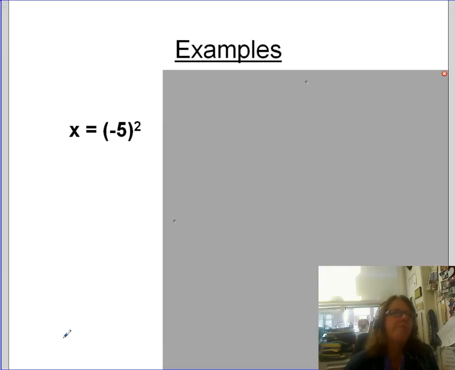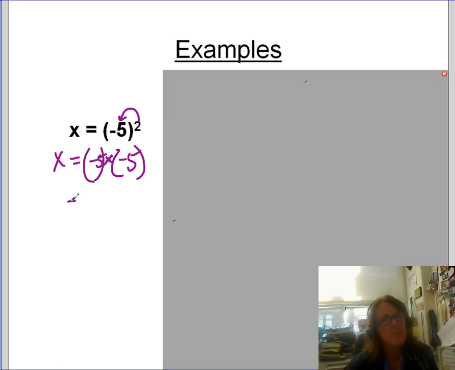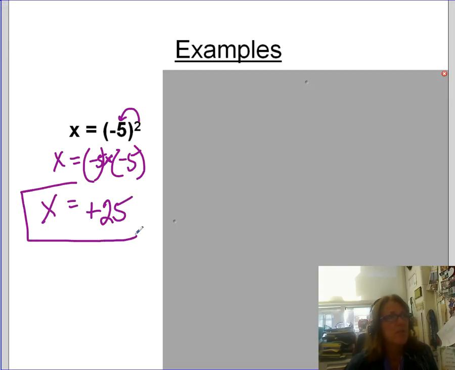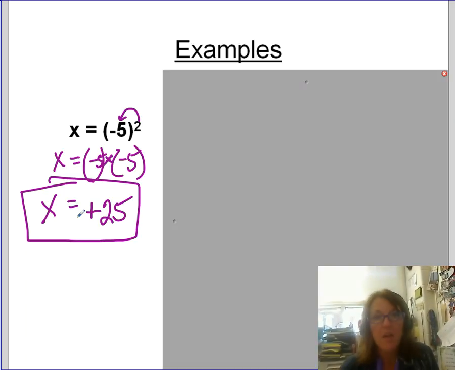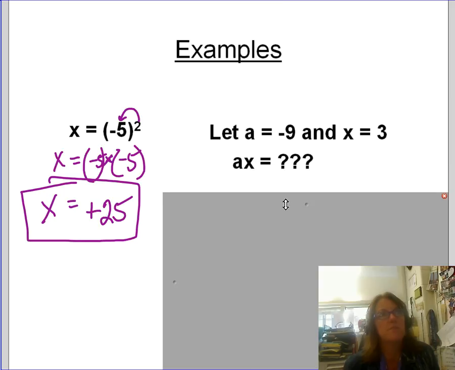Look at this one. x equals negative 5 to the second power. What does this mean? This means you're taking negative 5 times negative 5. That's really what it means. So now when I look at that, I say, oh, same sign. That means my answer will be positive. 5 times 5 is 25. Now, in all reality, you don't have to put the plus sign in front. If it's just written as 25, it is implying positive 25. But sometimes it's helpful to put the plus sign there because that tells me, hey, I already determined what the sign is going to be, so we're good.